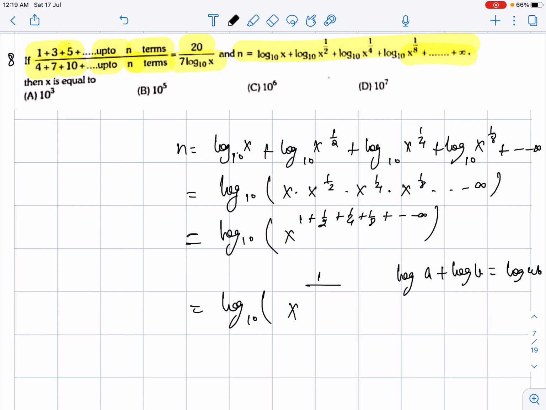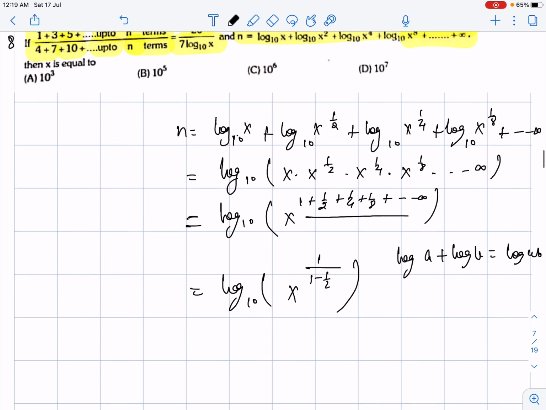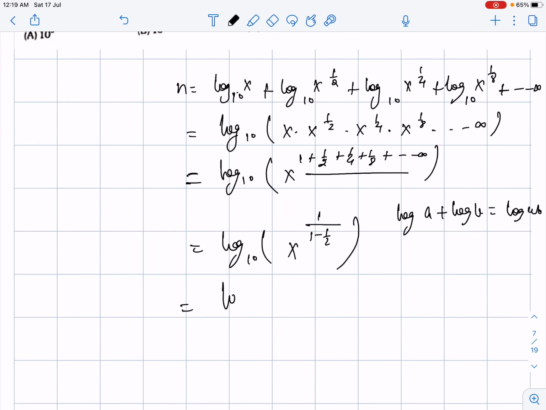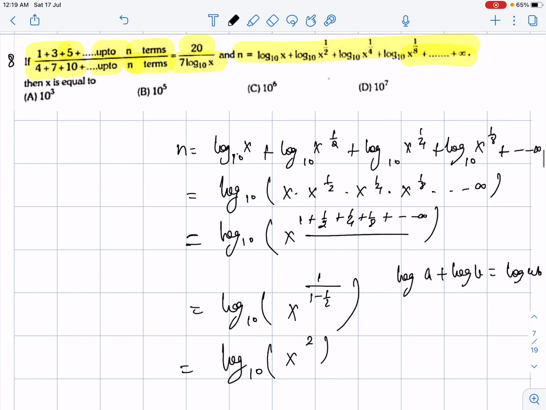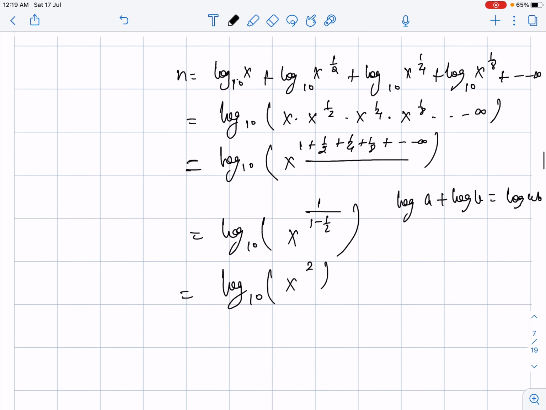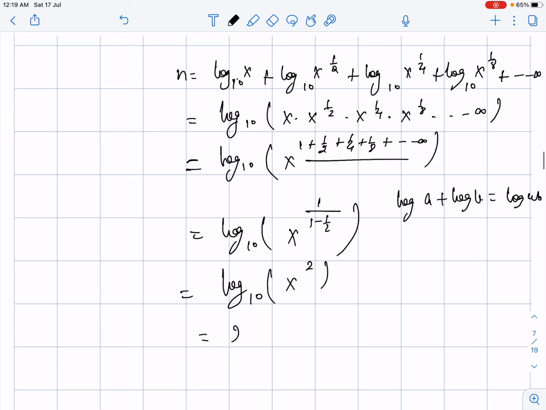What is the value of r we know, because it's an infinite GP, and r is 1 by 2. So we will get log of x to the power 1 by 1 by 2, which is 2 only, that is our n. So we'll get 2 times log of x base 10 as the value of n over here.